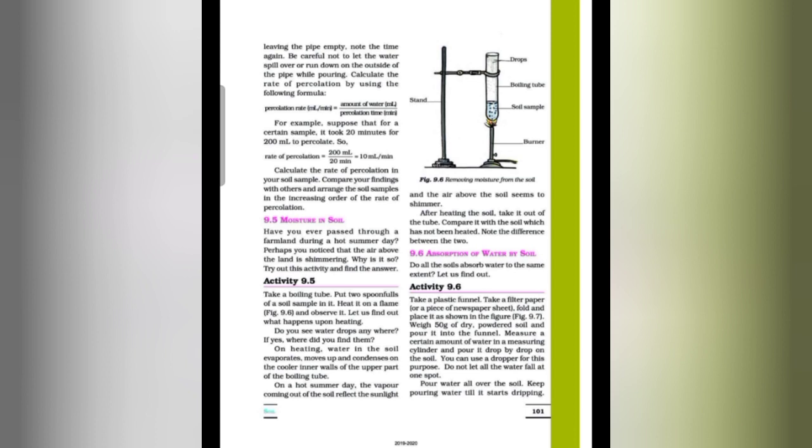This happens because the soil in the farmland contains water or moisture, and on a hot summer day the water evaporates to form water vapor, and the water vapor coming out from the soil reflects the sunlight, due to which the air above the soil seems to shimmer. So this is one property of soil, that soil contains water.